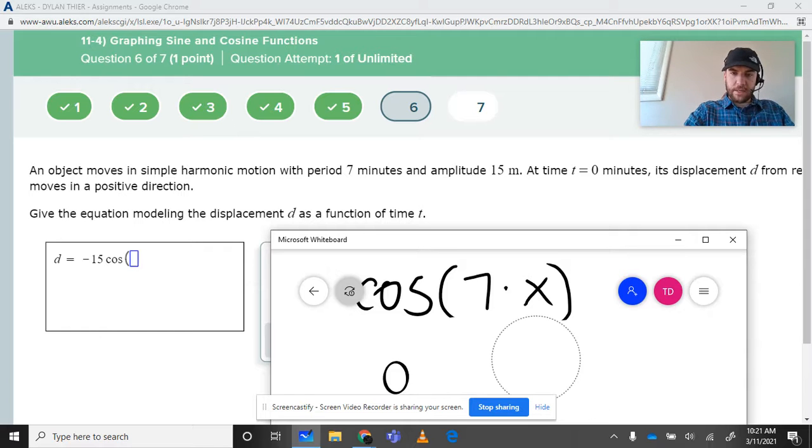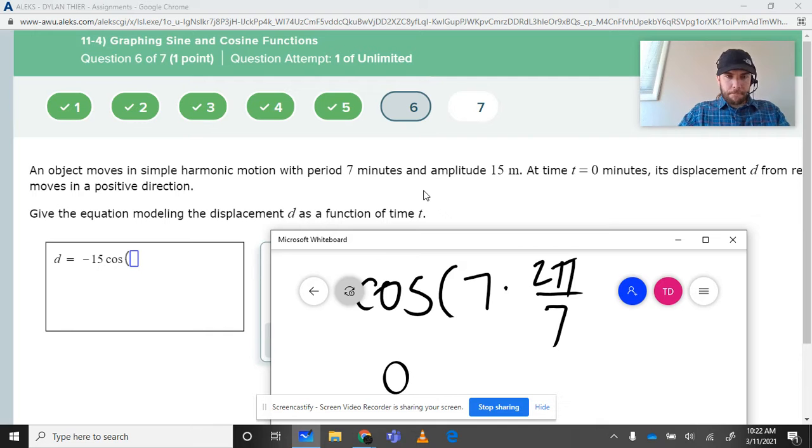So if we want that to be the case, x is going to have to be 2 pi over 7, right? Just to get rid of the 7 and put a 2 pi in there. So when x is 2 pi over 7, we have completed a full period. I don't think it's asking me for the period, though, is it?